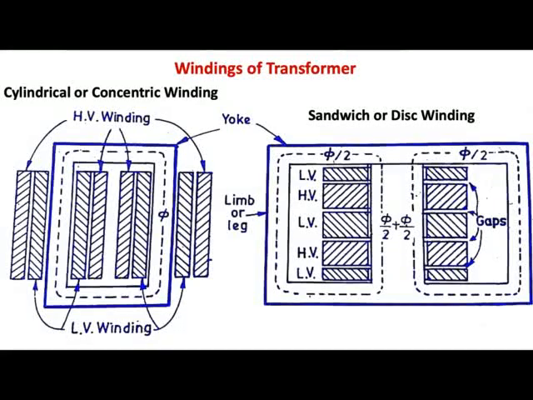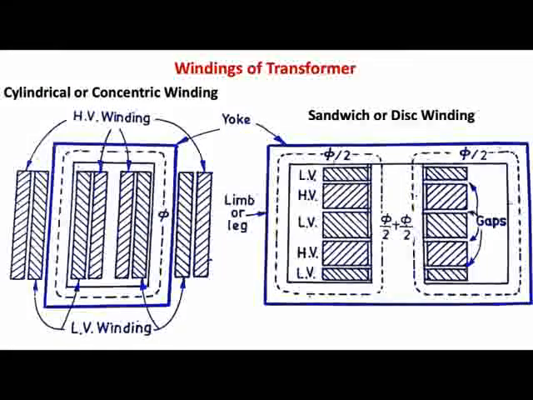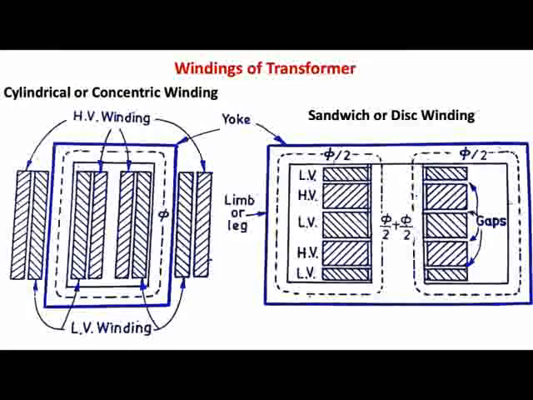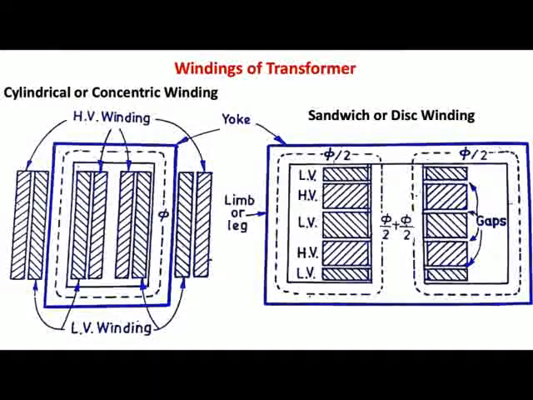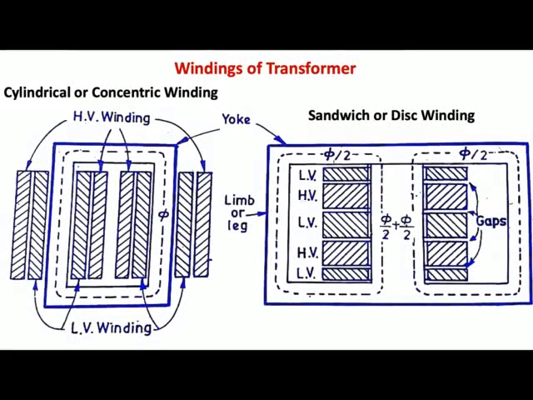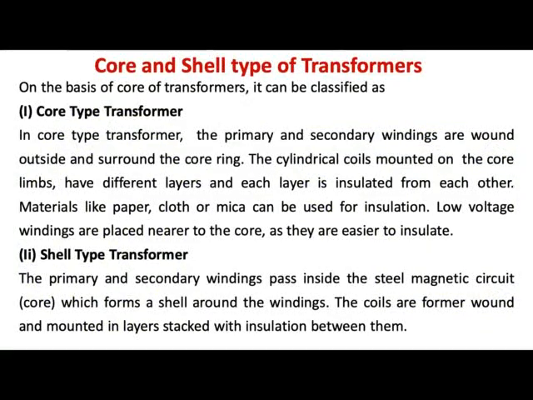Now, the next is your sandwich and disc winding, because they look like one layer after the other. So you can say it's a sandwich of the different discs, and these discs, if you see, you have got LV, HV, LV, HV, alternately placed, but the one which has been placed on the top is only the half winding and the remaining half will be at the bottom, so that the flux is equally distributed between the windings.